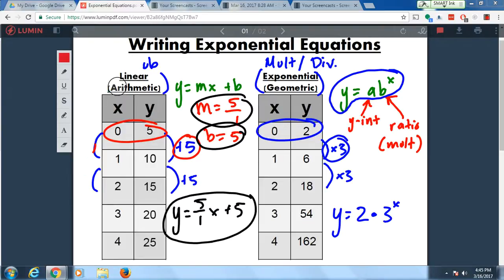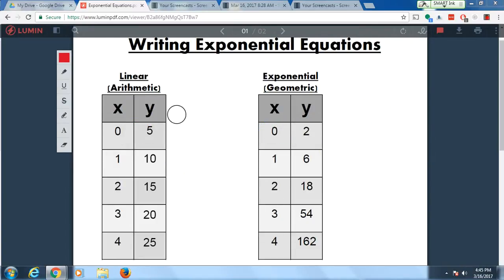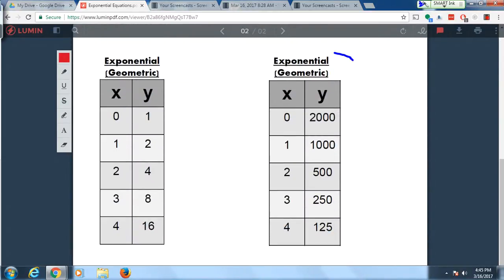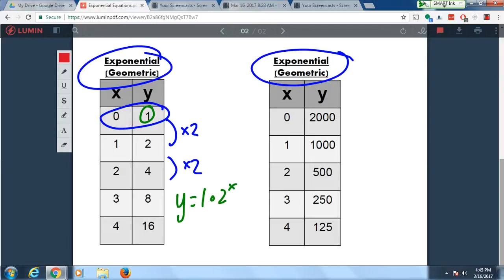Now, it gets a little bit more difficult when you start having equations that divide. So if you look at this one here on the right, the numbers are actually going down. First, let's do this first one. So this is 1 plus 1. No, that doesn't work. Let's try times 2. Yeah, this is timesing by 2. And you have a y-intercept of 1. So you have y equals the y-intercept 1 times 2 to the x power. Easy peasy.